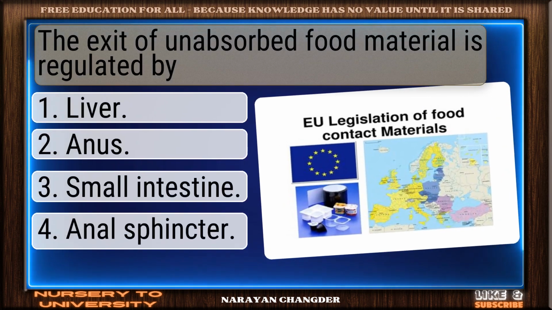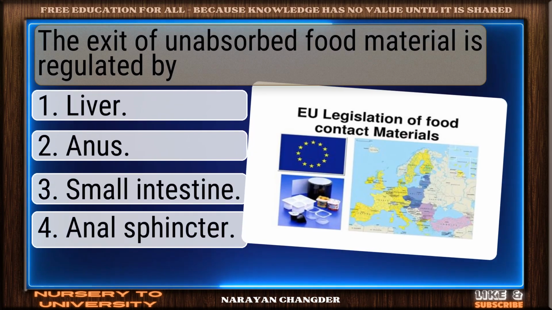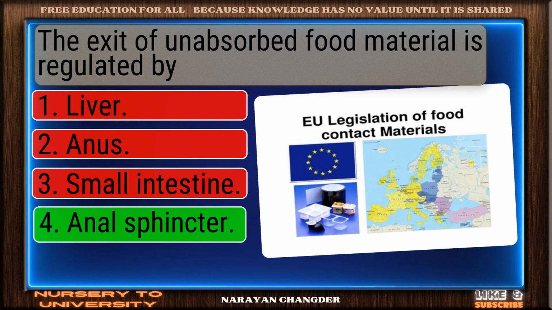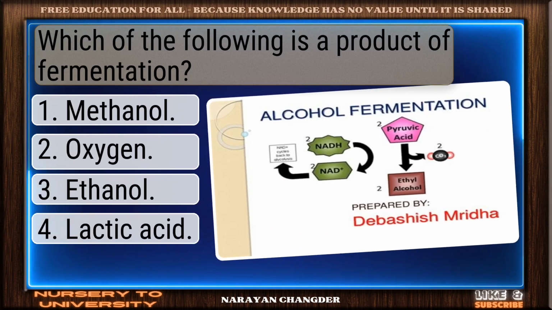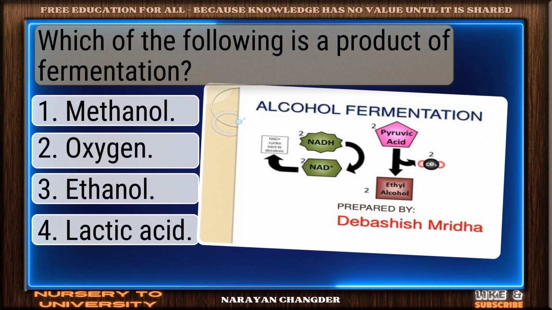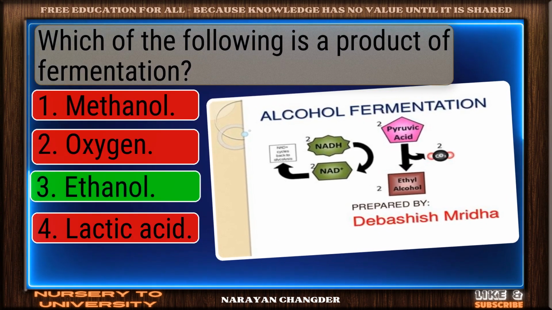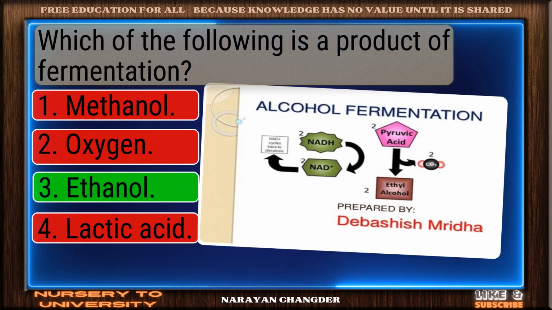The exit of unabsorbed food material is regulated by? Smart pick. Anal sphincter is correct. Which of the following is a product of fermentation? Smart move. Ethanol is the accurate answer.